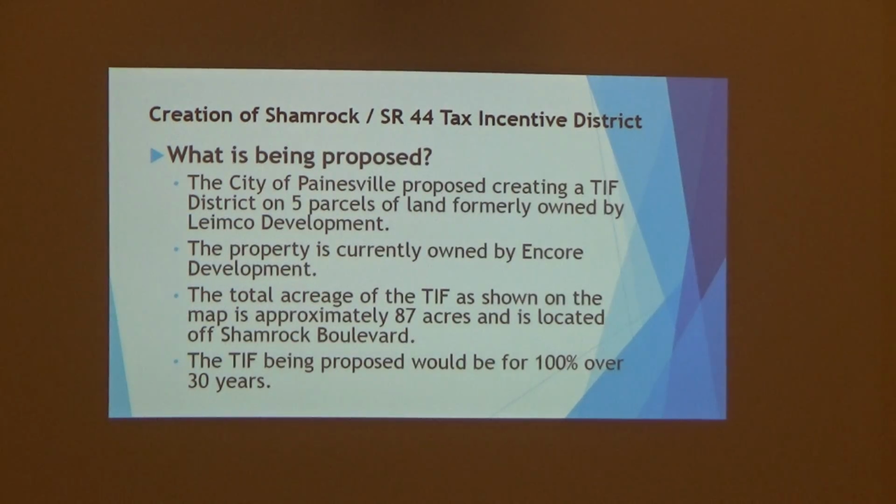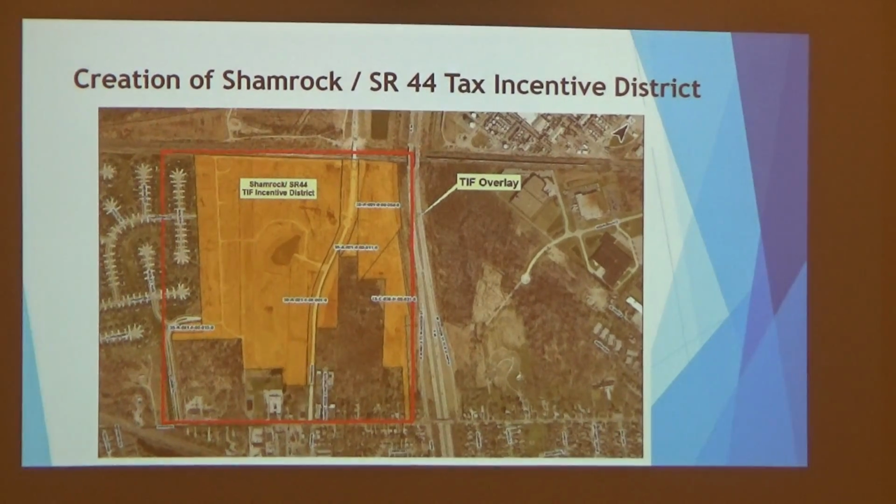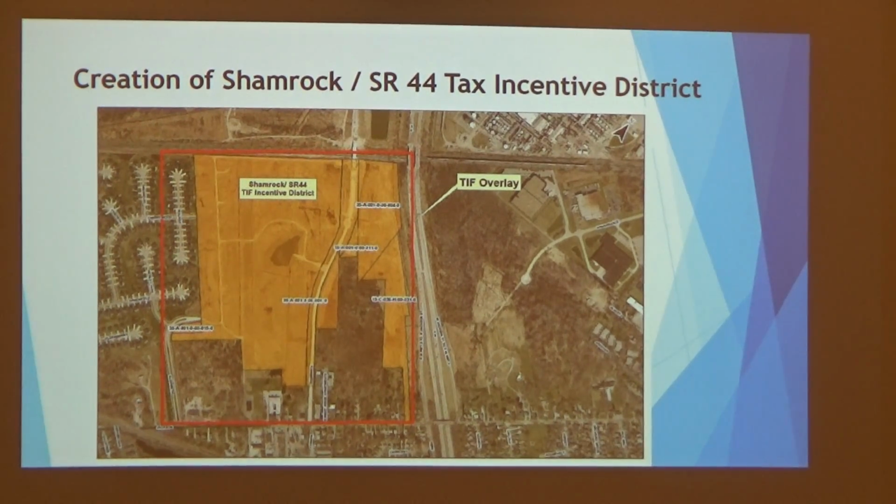What is being proposed? The city is proposing creating a TIF district on 5 parcels of land formerly owned by Limeco Development, thus the settlement agreement. The property is currently owned by Encore Development, and the total acreage of the TIF as shown on the map is approximately 87 acres and is located off of Shamrock Boulevard. The TIF that's being proposed is 100% for 30 years. That's something kind of unusual, but it's a TIF being proposed at 100% for 30 years.